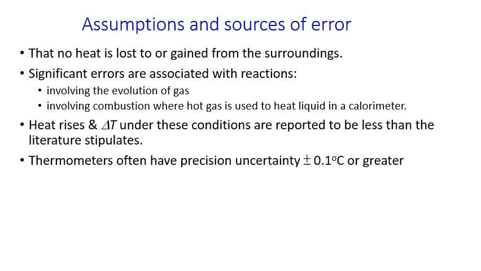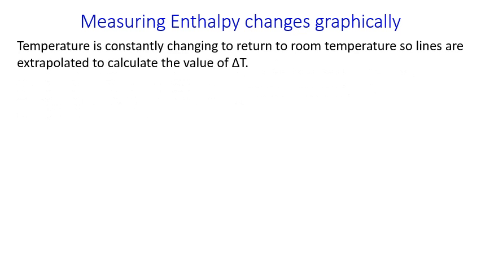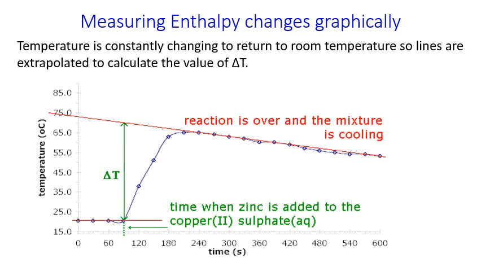But the thermometers themselves usually have a precision, an uncertainty, of about plus or minus 0.1 degrees Celsius. So they're quite precise and accurate, at least as a tool. So how do you measure temperature changes graphically? Well, temperature is constantly changing to return to room temperature, so lines are extrapolated from a graph to calculate the change in temperature. Okay, so the reaction is over and the mixture is cooling here.